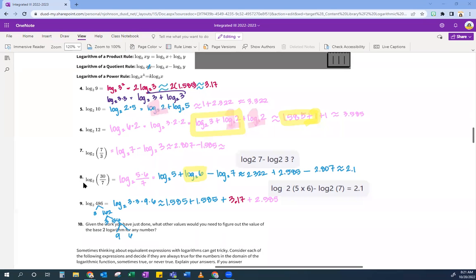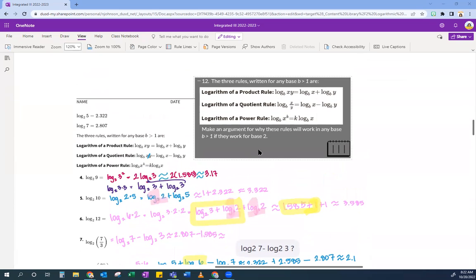Okay, so we're going to talk about the 2.4 lesson and then number 10. As you can see, it says, given the work you've just done, what other values would you need to figure out the value of base 2 log for any number? So what they're talking about is up here, right?